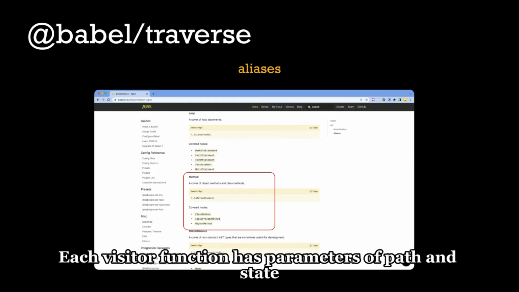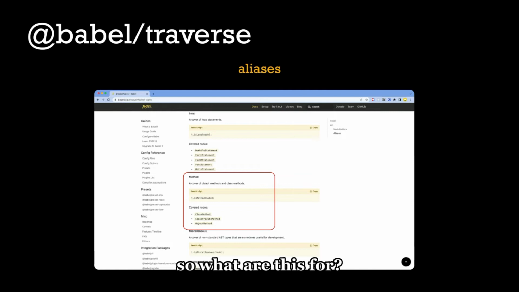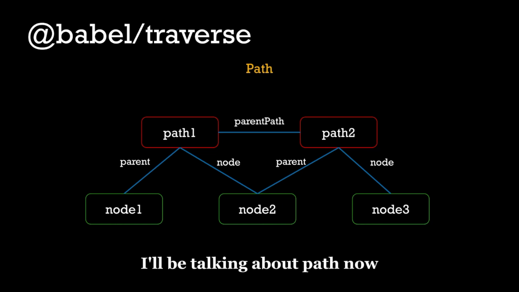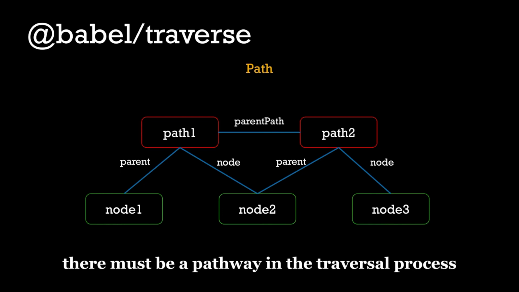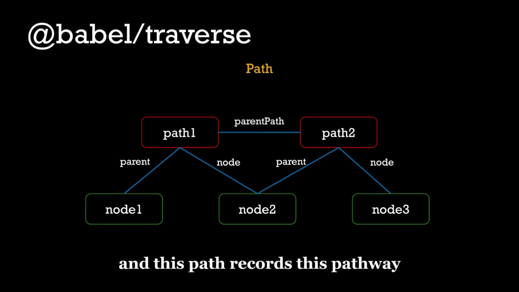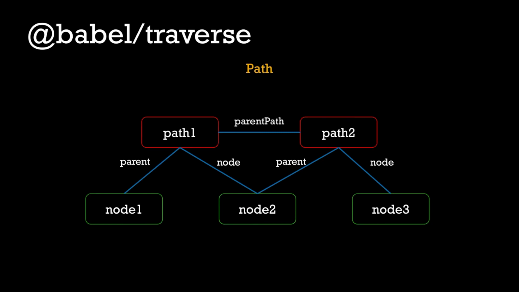And each visitor function has the parameters of path and state. So what are these for? So AST is a tree. There must be a pathway in the traversal process, and this path records this pathway.